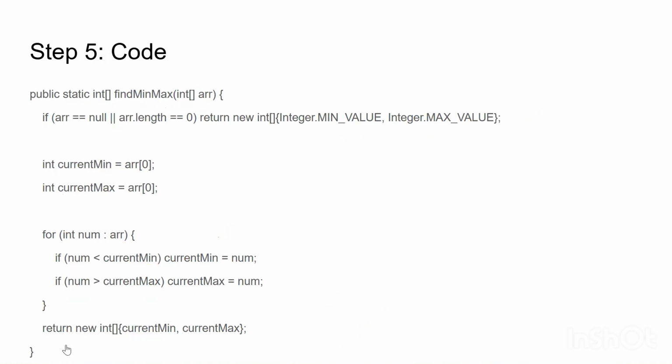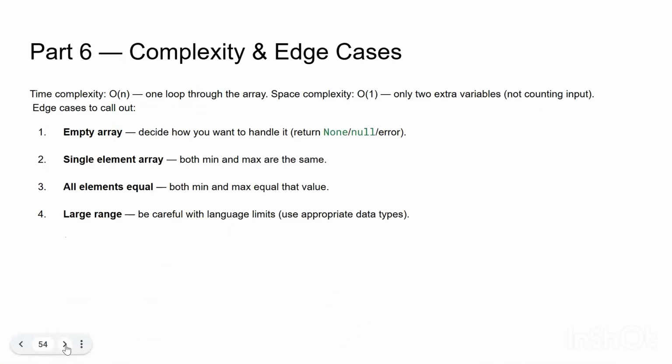Moving on, we will understand further about part 6, which involves complexity and edge cases. Like discussed in the previous slide, the time complexity here is we are only traversing one loop. So therefore, it is going to be big O of n. And space complexity is big O of 1 because we only initialize or make use of two variables, current min and current max. Nothing else is being created. So that can deduce to space complexity being big O of 1. So we have done it very optimally, right?